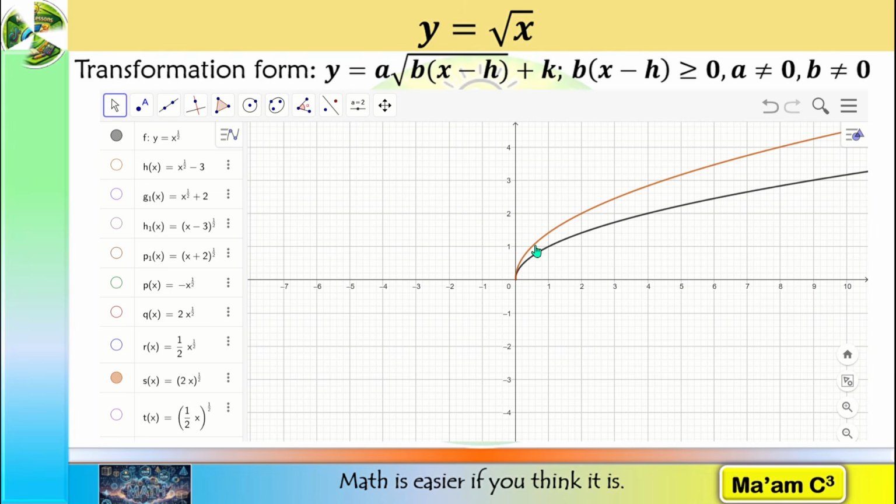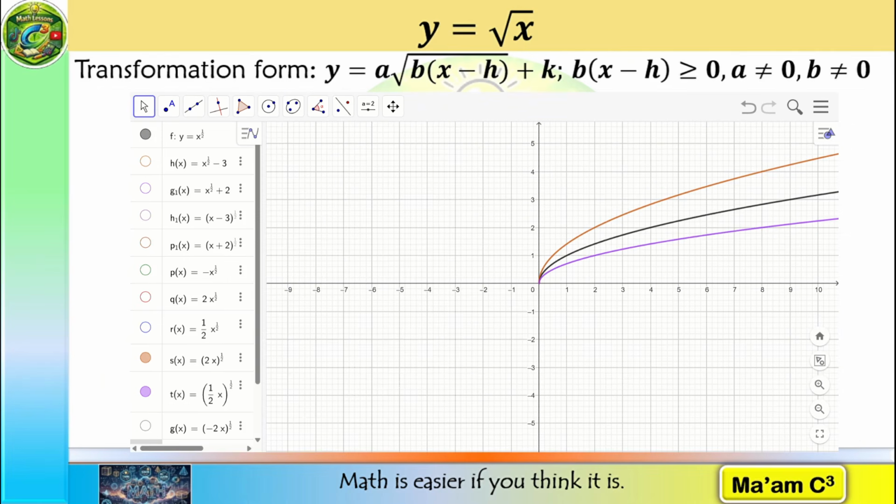It was compressed. Now what if I place 1/2 instead of 2? So it is the square root of 1/2 x. What will happen? Now the graph is horizontally stretched. Our key point (1, 1) is now (2, 1). So from this point to this point, it means the graph was horizontally stretched.